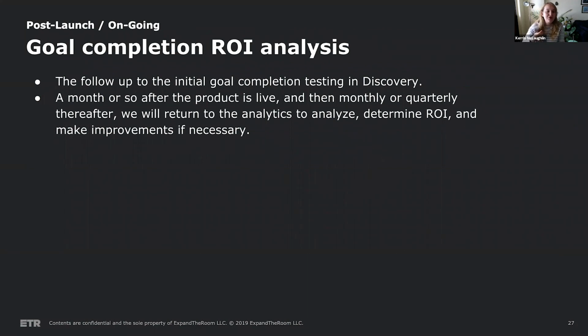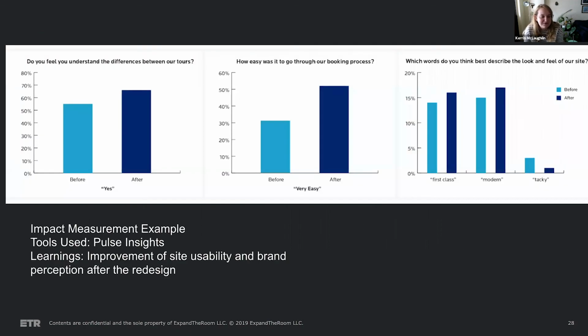Then there's the goal completion ROI analysis, which is basically we are following up on our testing we did in discovery, and then a month or so after it's live, after we've had the time to collect the data, we can return to the analytics and analyze and determine the improvements that have been made. So here's an example of one of these we did with a tool, Pulse Insights, which is basically an on-site micro survey. We ran the test before and after, and we're clearly able to see some improvements. And the last one there was kind of a visual design test where we gave users a bunch of different words that they would use to associate with the brand, and saw an increase in the positive and decrease in the negative.